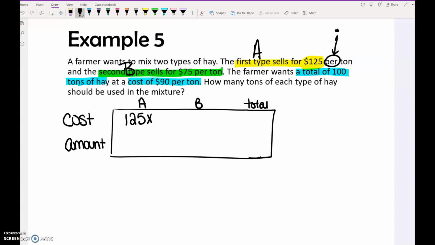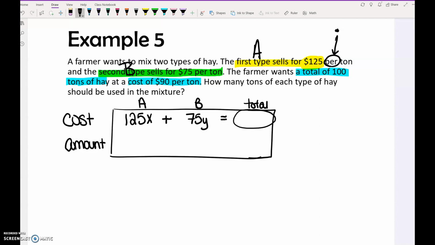What should I put underneath B? 75. And we'll use the other letter, Y. We're going to add those up, and it's going to equal the total cost. But I'm going to have you pause on the total cost. We'll come back to it.